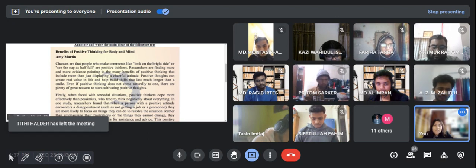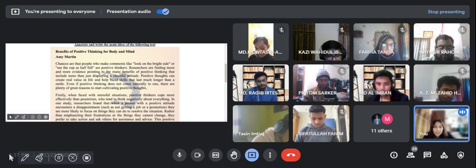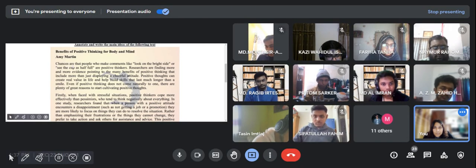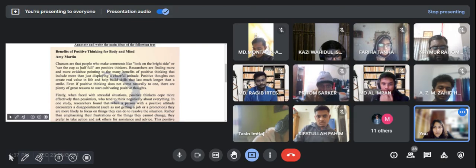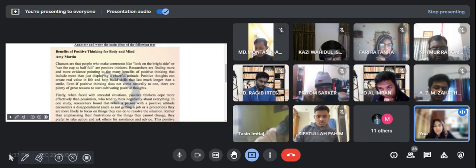Let's say the first main idea from this paragraph is: chances are that people who make comments like 'look on the bright side' or see the cup as half full are positive thinkers. Researchers are finding more and more evidence pointing to the many benefits of positive thinking that include more than just displaying a cheerful attitude. Positive thoughts can create real value in life and help build skills that last much longer than a smile. Basically, this is the main idea, but of course, you have to expand the sentence here.